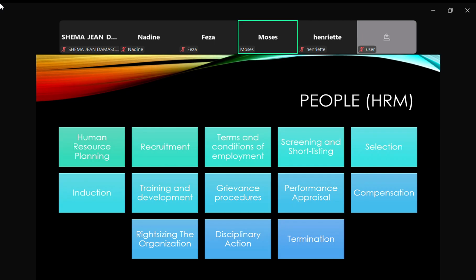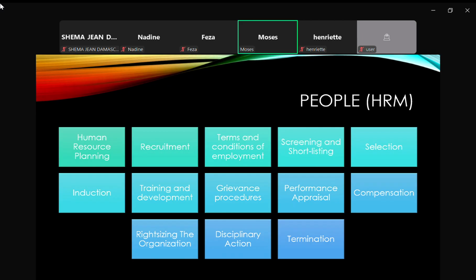Human resource planning, which is the planning of people, both currently and in future. How many people you will need to do what, when. Those are the kinds of questions you ask yourself when you are conducting human resource planning.